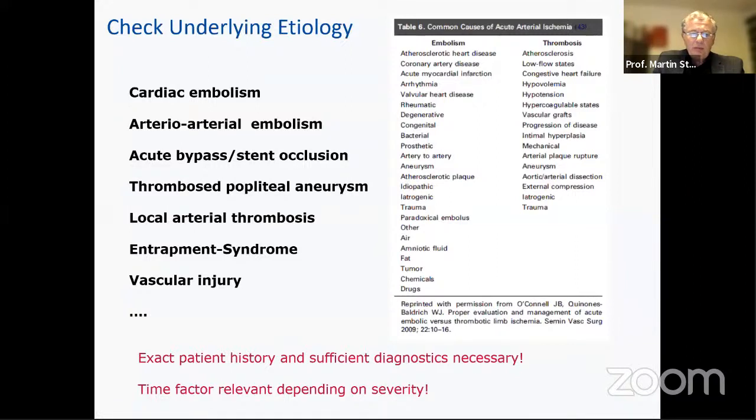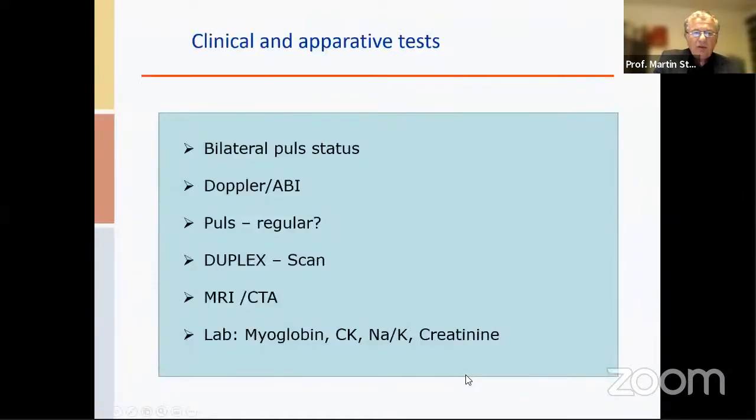And so you have to take a very good patient history. You have to take your time and really find out about previous diseases and previous procedures in the patient, and make sufficient diagnostics before you start to do something. This is, of course, for our medical students, what we do is pulse, Doppler pressure. Is the pulse regular? We can already find out by just touching the patient. Is it an arrhythmic patient?